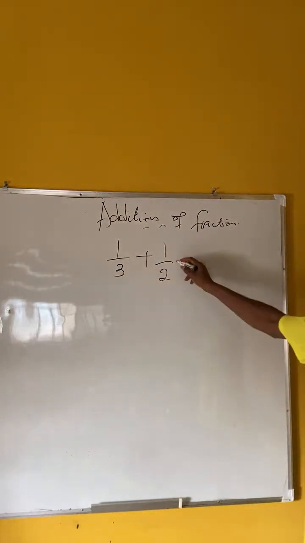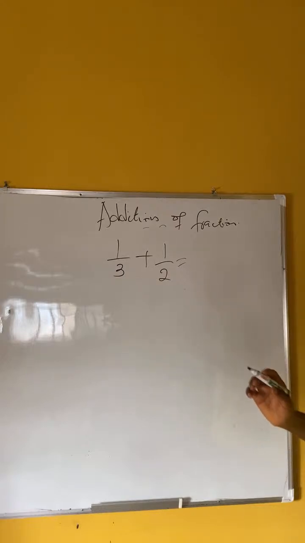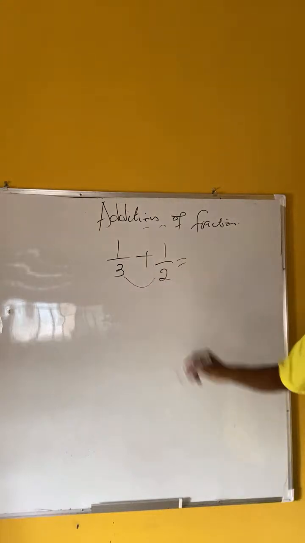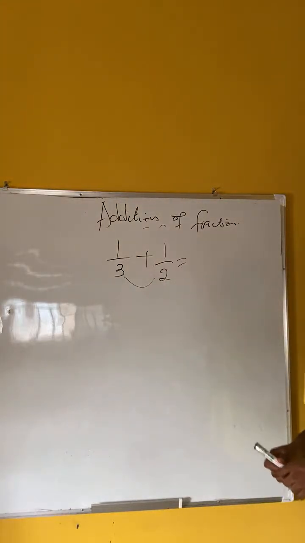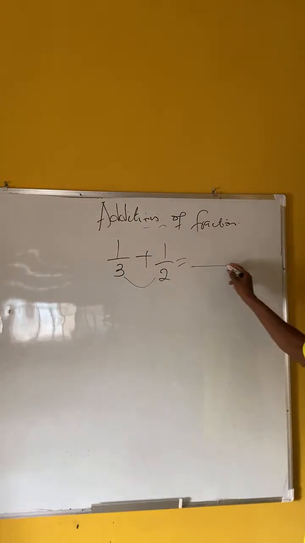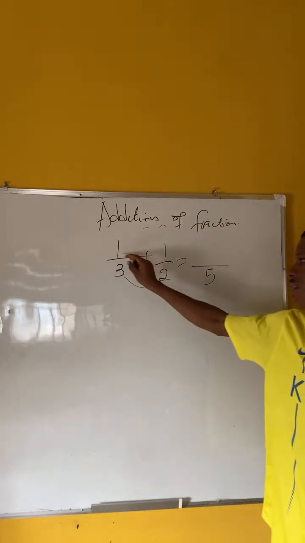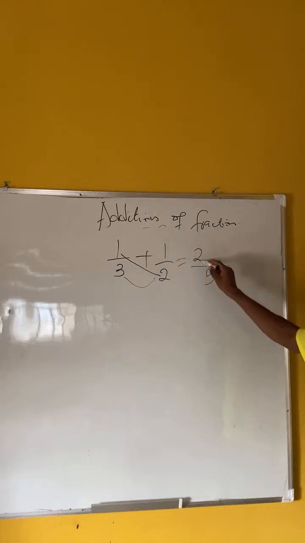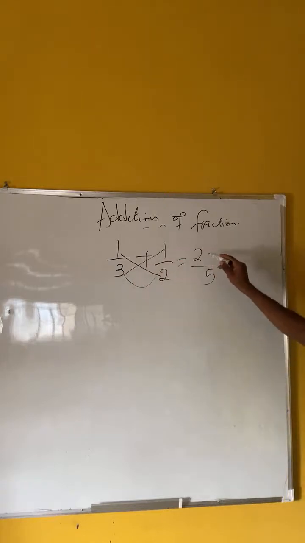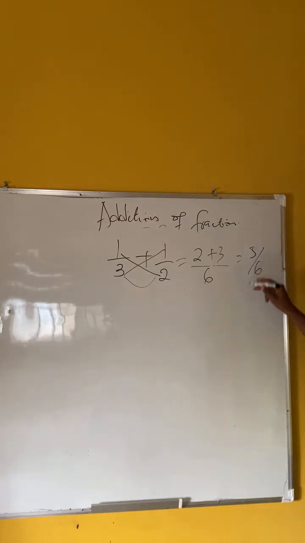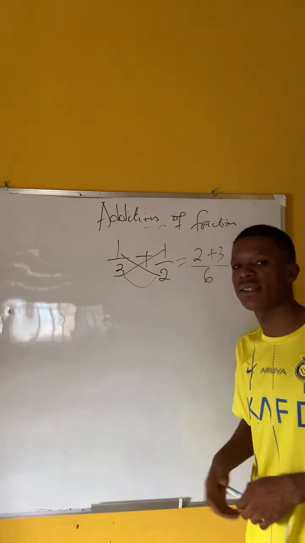So to add this, it goes in two stages. You multiply the two denominators. 3 times 2 is what? 6. Right? Write it. You multiply diagonally. 1 times 2 gives 2. 1 times 3 gives what? 3. If you add it together, 2 plus 3 is 5. So you have 5 over 6. And that's the required answer.